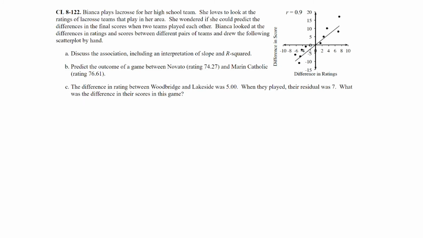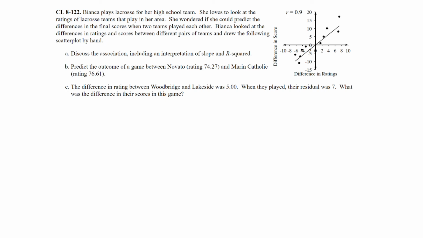Question 122. Bianca plays lacrosse for her high school team. She loves to look at the ratings of lacrosse teams that play in her area. She wondered if she could predict the differences in the final scores when two teams played each other. Bianca looked at the differences in ratings and scores between different pairs of teams and drew the following scatter plot by hand. Discuss the association, including an interpretation of slope and r squared.